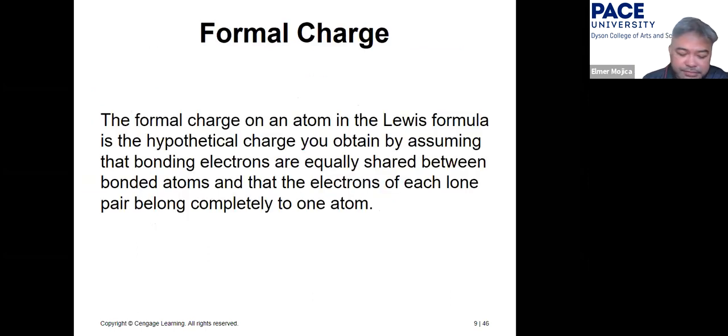And then, how about the concept of what we call formal charge? Where do we use this so-called formal charge? If you have a formal charge of an atom in the Lewis formula, this is just the hypothetical charge you obtain by assuming that bonding pairs are equally shared between bonded atoms and the electrons of each lone pair belong completely to one atom.